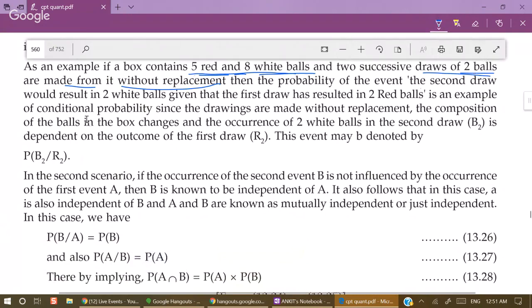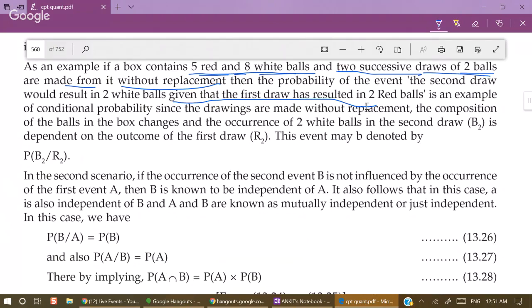Two successive draws of 2 balls, made without replacement. Then, what is the probability of the event that the second draw would result in 2 white balls, given that the first draw has resulted in two red balls? Two successive draws of 2 balls means that 2 balls are drawn every time.